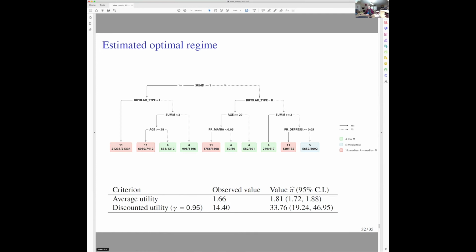The discounted utility is harder. Here we use a discount factor of 0.95. The observed value is 14.4. The value of the estimated optimal rule, with a 95% confidence interval, goes from 19 to 46, with a point estimate of 33.